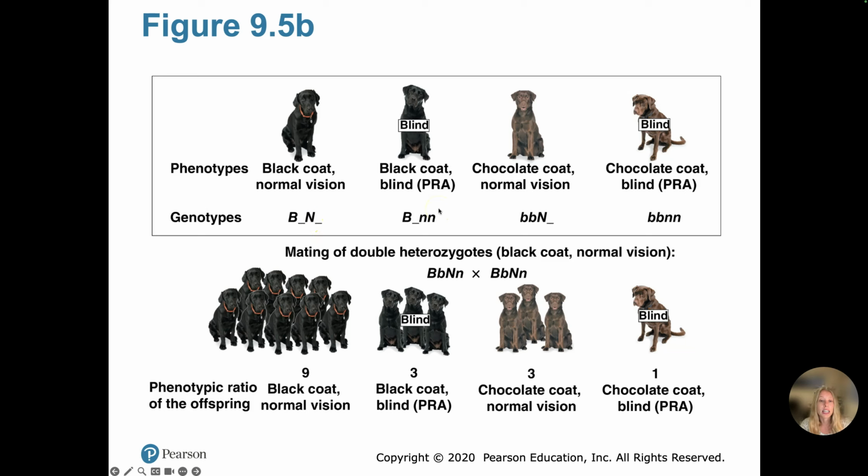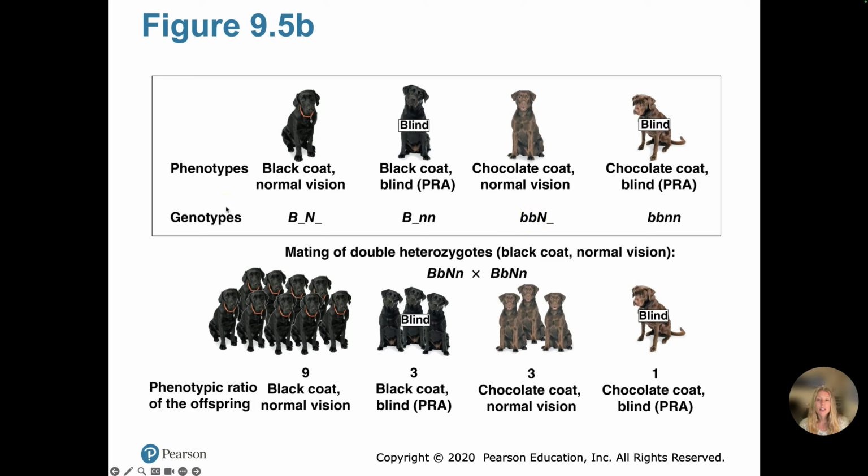If a dog is blind, if it has PRA, progressive retinal atrophy, that means it's homozygous recessive for the vision genes, which are lowercase n, lowercase n. And then if a dog has a chocolate coat, chocolate is the recessive, so the chocolate coat will be 2 lowercase b's or homozygous recessive for the coat color.